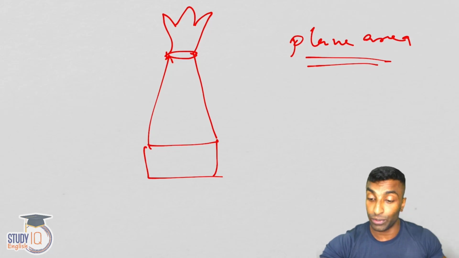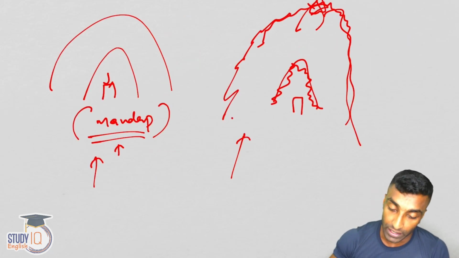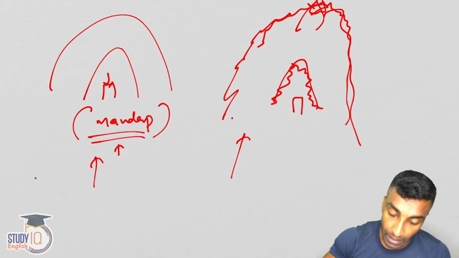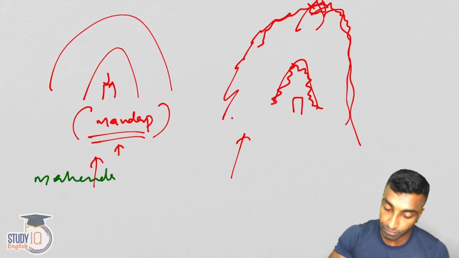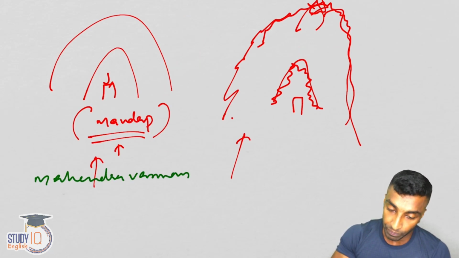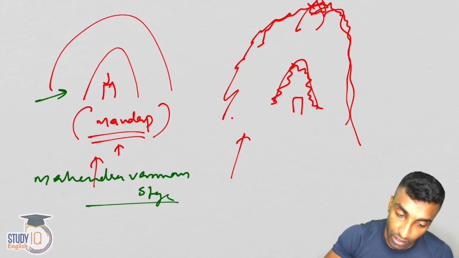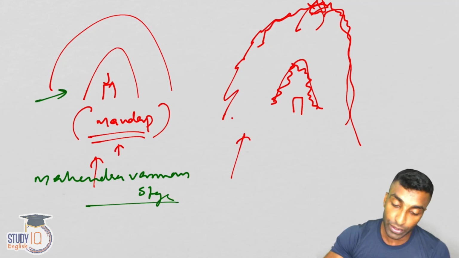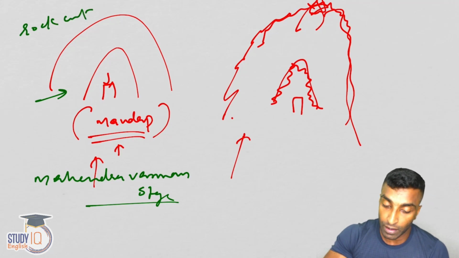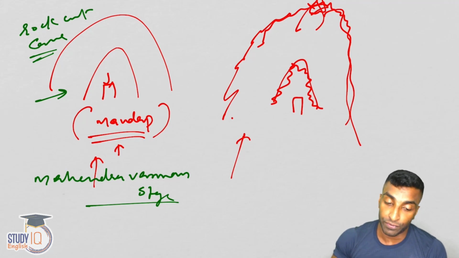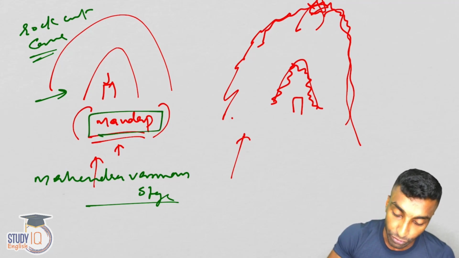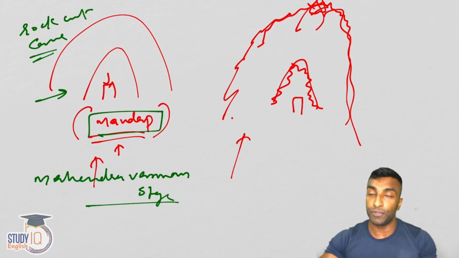The first stage, I forgot to mention the name in each of these. First stage, let me name it the Mahendra Varman stage. So here you can see rock cut cave architecture. You can just mention rock cut cave architecture, and the word mandap is used instead of temple. So that is the first stage.